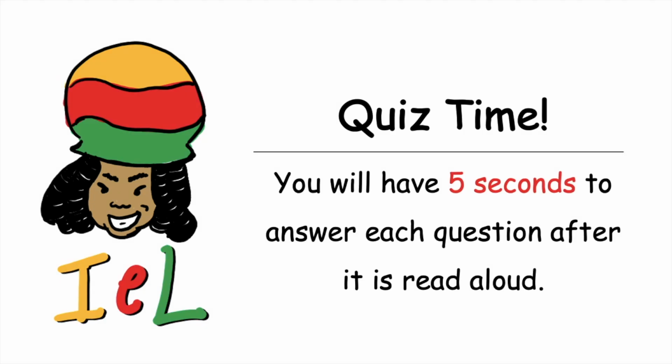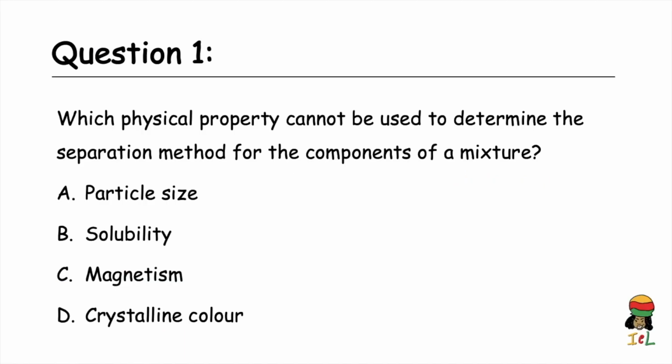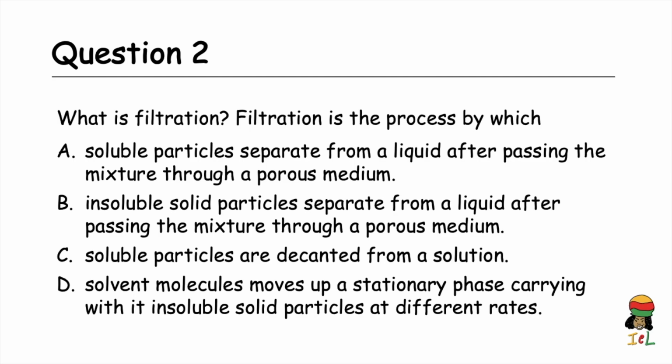So it's quiz time, and you have 5 seconds to answer each question after it is read aloud. Question 1. Which physical property cannot be used to determine the separation method for the components of a mixture? A. Particle size. B. Solubility. C. Magnetism. D. Crystalline color. The answer there is D. Crystalline color.